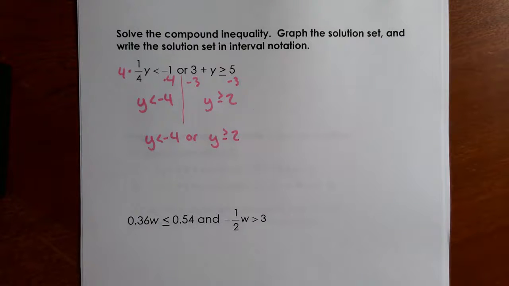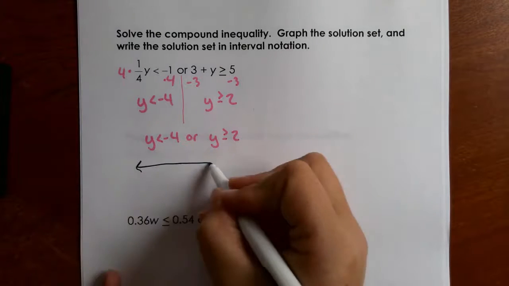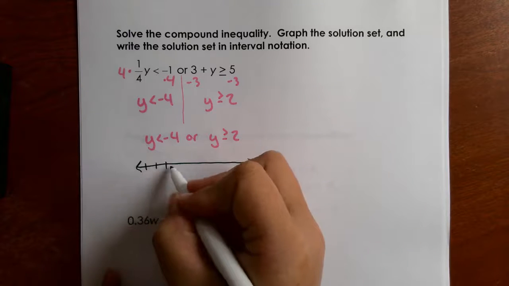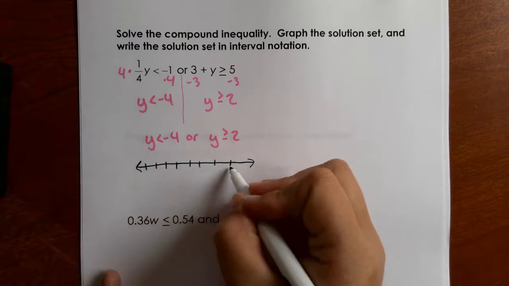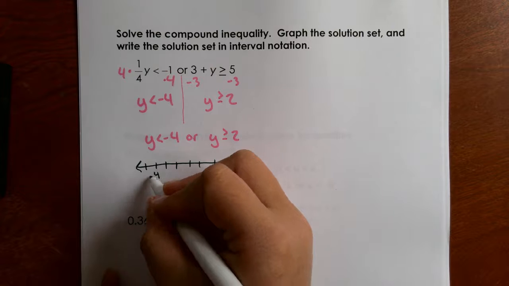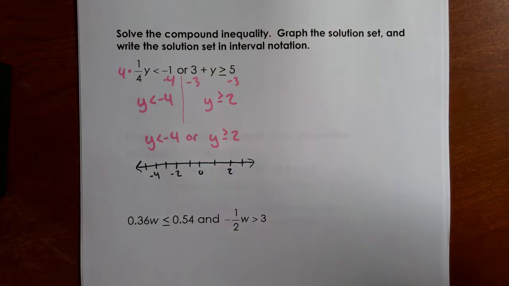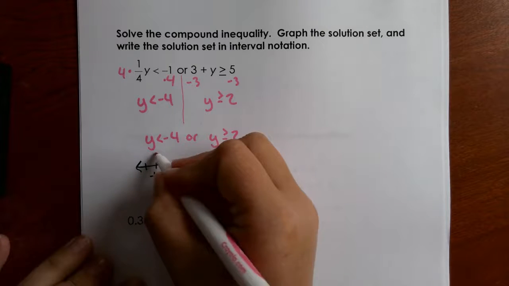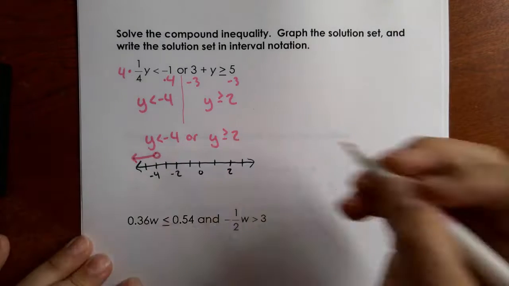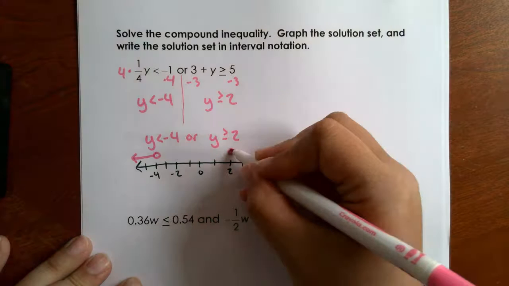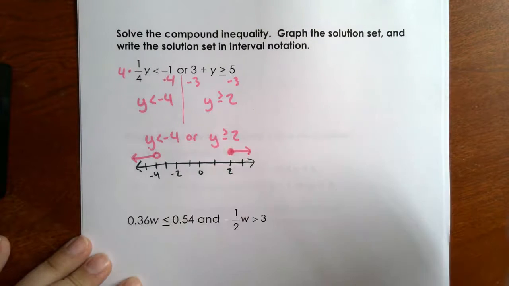When I go to my number line, number it here for myself. Well, y is less than negative 4 gets an open circle, arrow to the left. Y is greater than or equal to 2 gets a filled in circle at 2, arrow to the right.